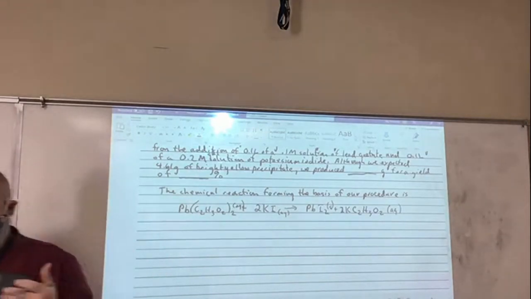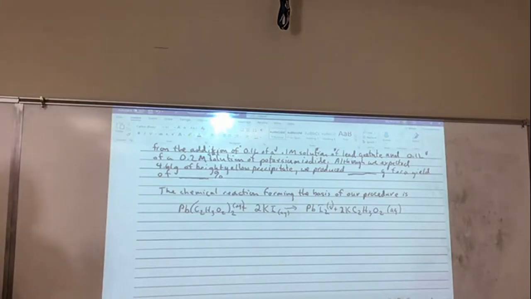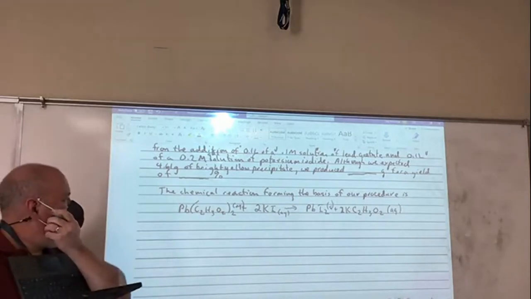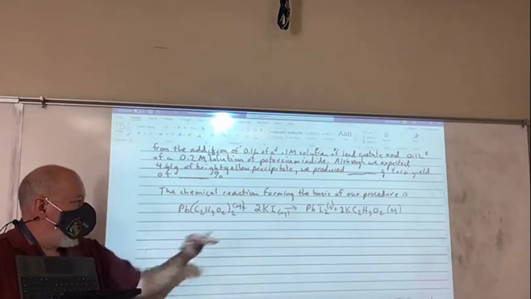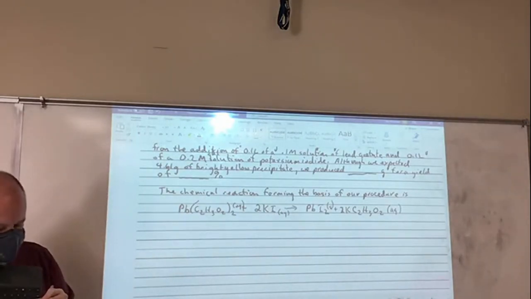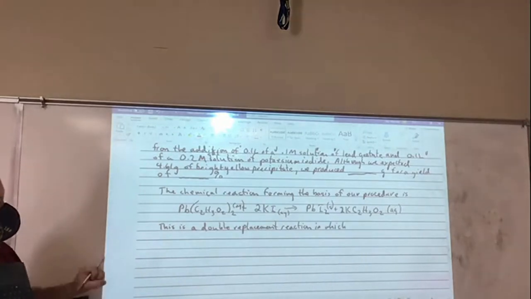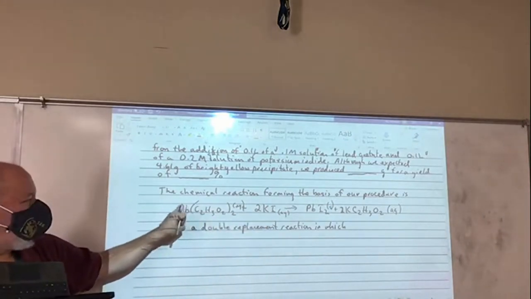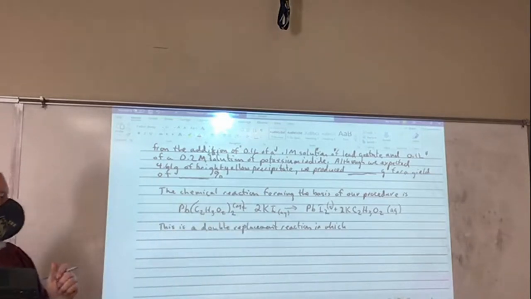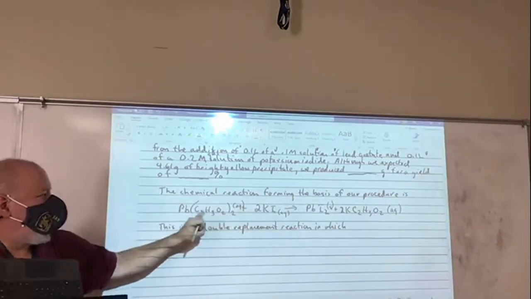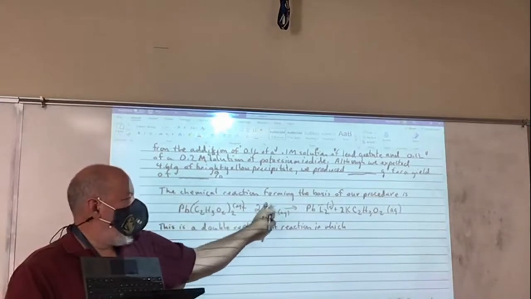Right. Okay. And one of the next things that we're going to learn how to do is balance chemical equations thoroughly. Okay, so the chemical reaction forming the basis of our procedure is this. This is a double replacement reaction in which we change the cations, okay? We're going to switch the lead for potassium, and that's exactly what we did, right? We switched the lead for the potassium.